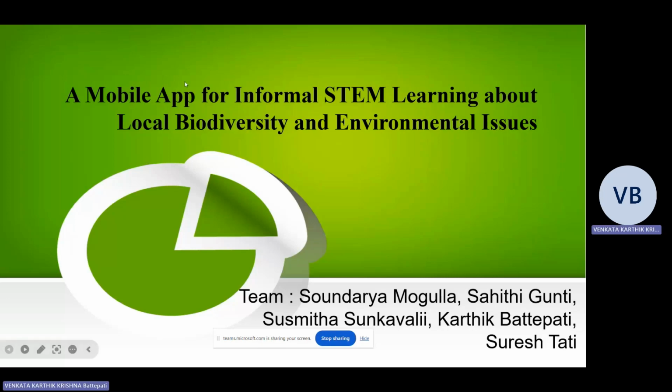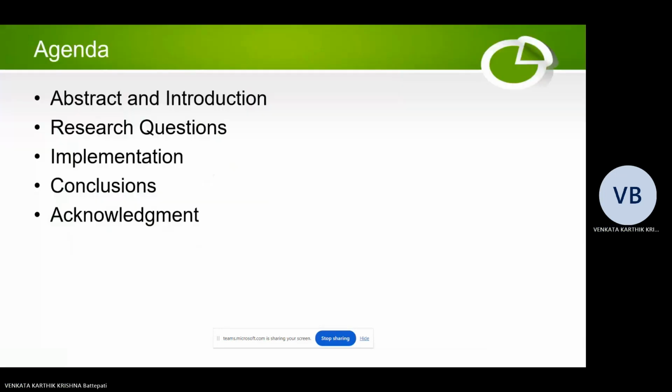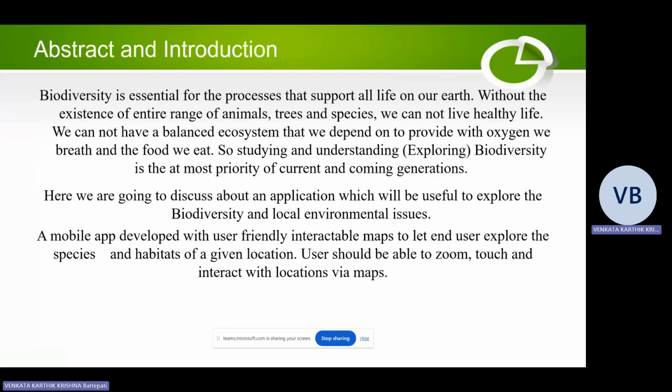Hello everyone, our project is a mobile app for informal STEM learning about local biodiversity and environmental issues. We are a team of 5 and the main abstract of our project is that biodiversity is essential for processes that support all life on our earth. So studying and understanding biodiversity is the top priority of current and coming generations.